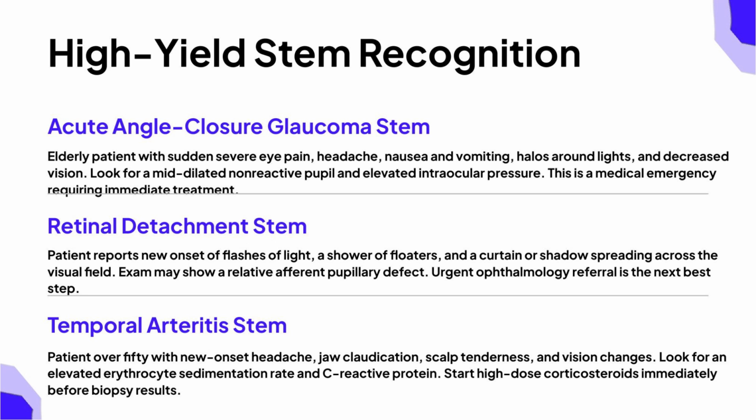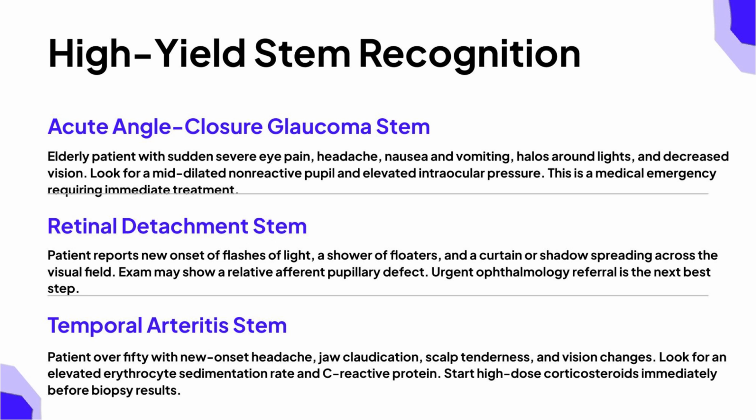For acute angle closure glaucoma, the classic stem is an elderly patient with sudden severe eye pain, headache, nausea and vomiting, halos around lights, and a mid-dilated, non-reactive pupil. Remember, this is a true emergency requiring immediate pressure-lowering treatment. For retinal detachment, look for the classic triad of flashes, floaters, and a curtain or shadow spreading across the visual field. The next best step is always urgent ophthalmology referral.